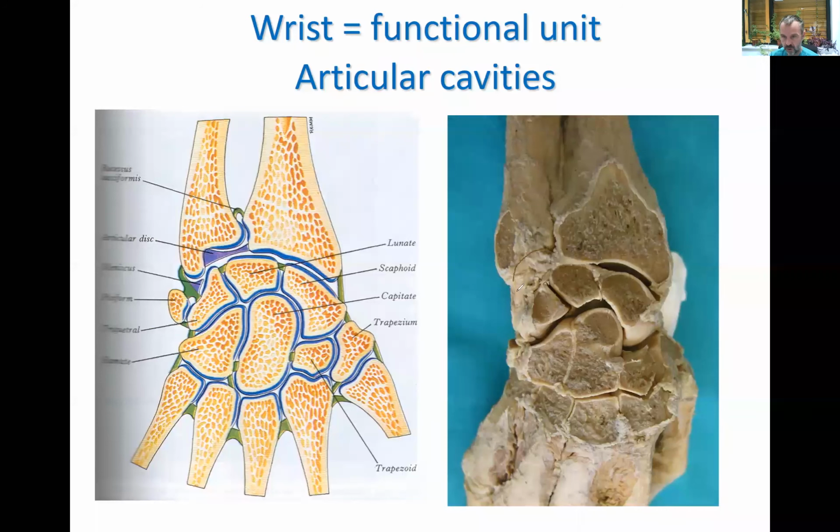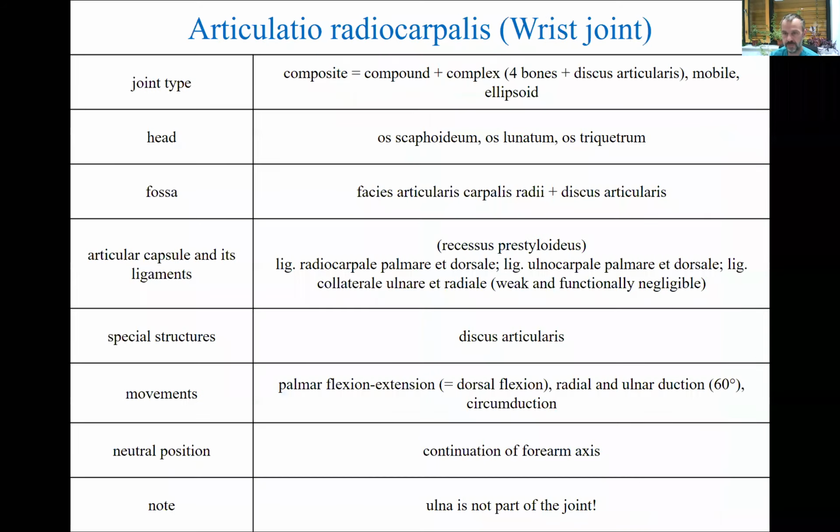This is the area of the disc, which is shown here. So the disc then separates the ulna and the carpal bones. So that's why the joint will be called radiocarpal. The wrist joint is called radiocarpal as the ulna is not in contact with the carpal bones. So the wrist joint, as we have seen, is more bone, so it's compound. It contains a discus, so it's a complex joint.